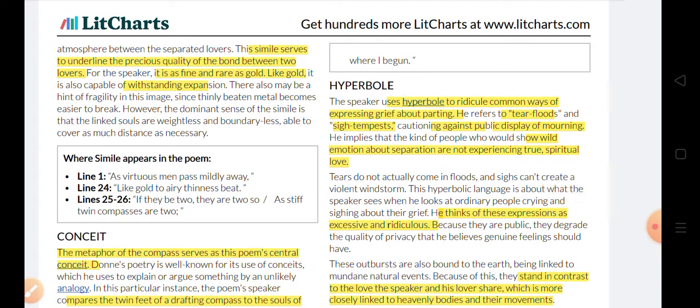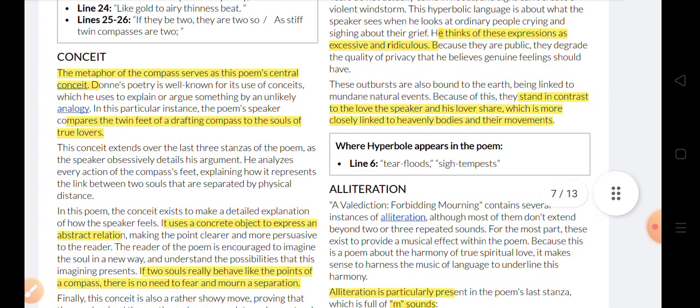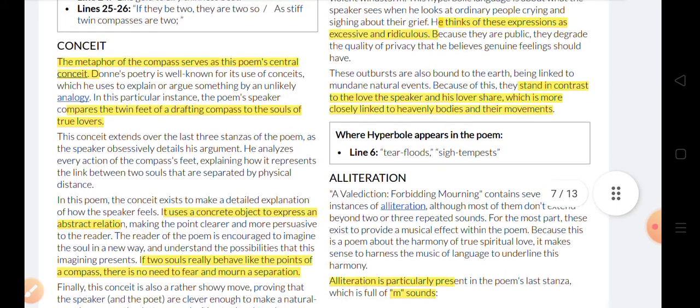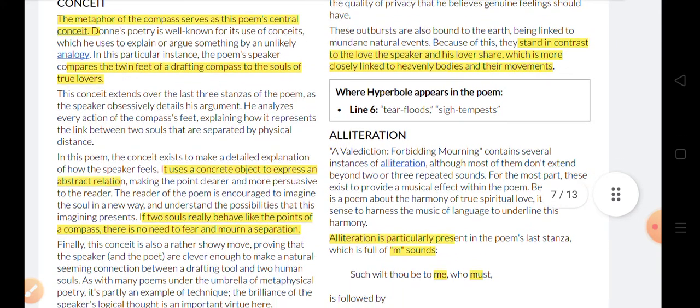The next poetic device is hyperbole, to overstate or exaggerate something. He used hyperbole to ridicule the common ways of expressing grief about parting, such as tear floods, sigh tempests, and cautions against public display of mourning, the mourning of ordinary lovers. It would show that wild emotions about separation are not true spiritual love, and he thinks of this expression as excessive and ridiculous. They stand in contrast to the love that the speaker and his lover share, which is more closely linked to heavenly bodies and their movements. It will occur in line 6.